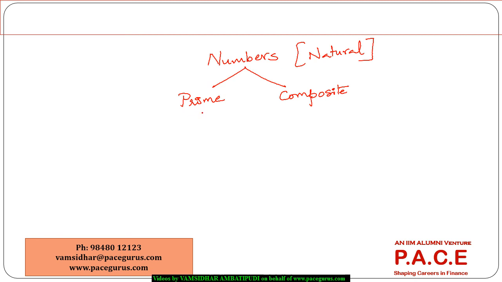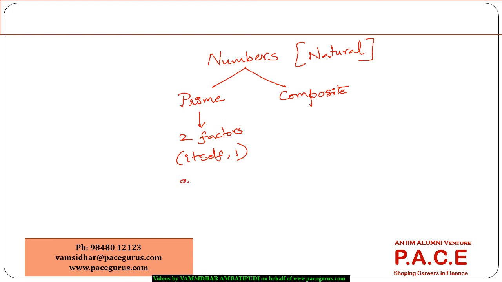if any particular number has only two factors, that is the number itself and the number 1. If any number has exactly two factors, if a number is divisible only by two numbers, one is the number 1, the other one is the number itself, those are all called prime numbers.